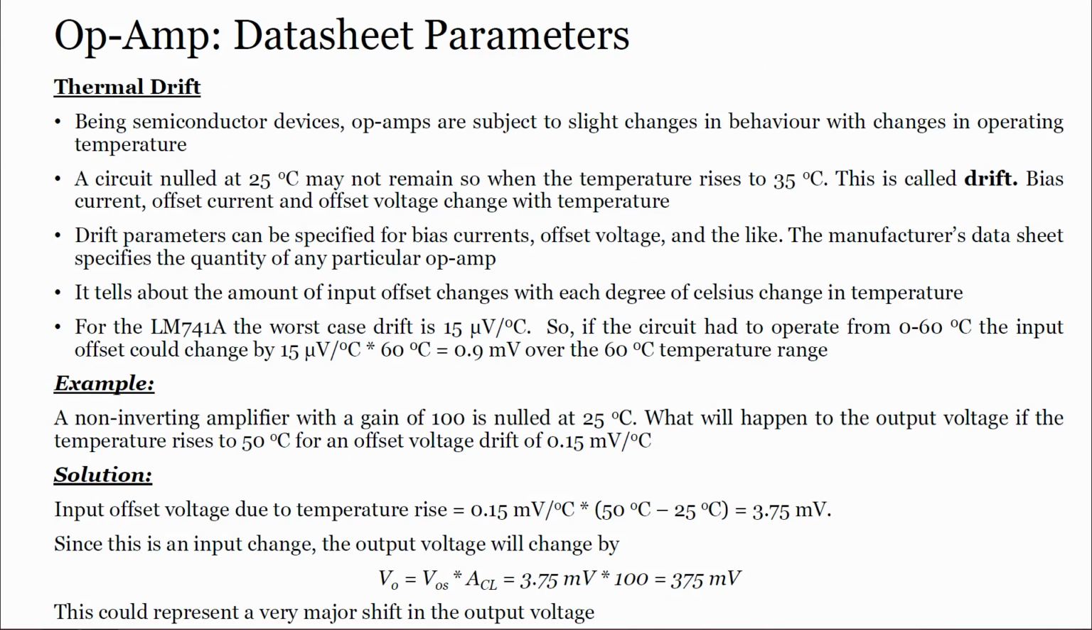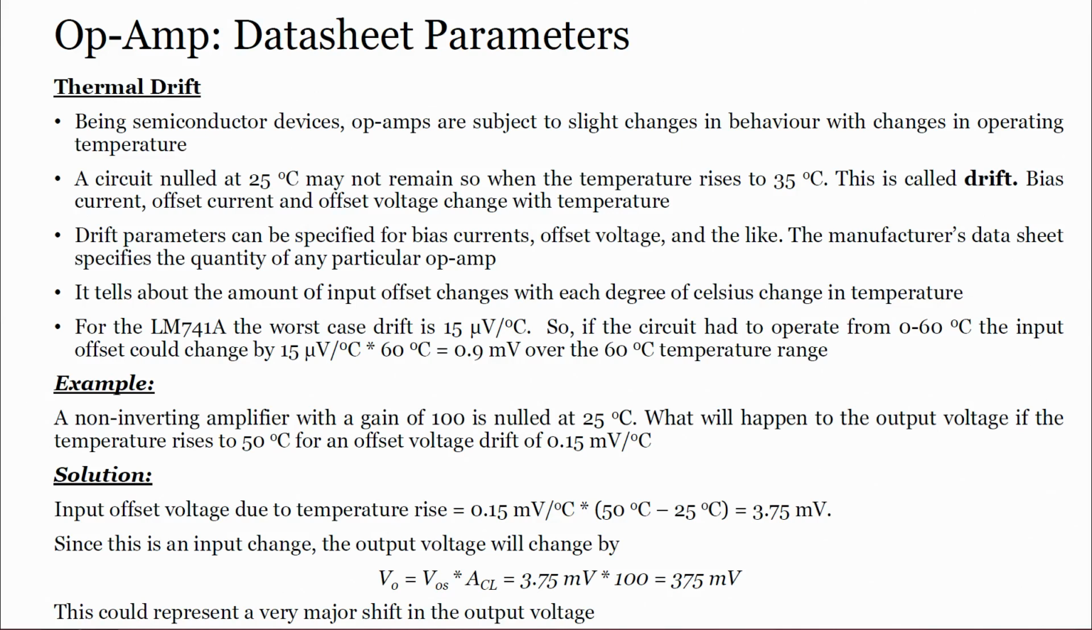So, let us take an example: a non-inverting amplifier with a gain of 100 is nulled at 25 degrees. What will happen to the output voltage if the temperature rises to 50 degrees centigrade? So, from 25 we go to 50 degrees centigrade, with an offset voltage drift of 0.15 millivolts per degree centigrade. In this case it is very simple, the input offset voltage due to temperature rise is 0.15 millivolts per degree centigrade times (50 minus 25), which is 3.75 millivolts. Since this is an input change, the output voltage will change by VO = VOS times ACL, or 3.75 times 100, gain of 100, which is 375 millivolts. This is a huge change, a major shift in the output voltage.